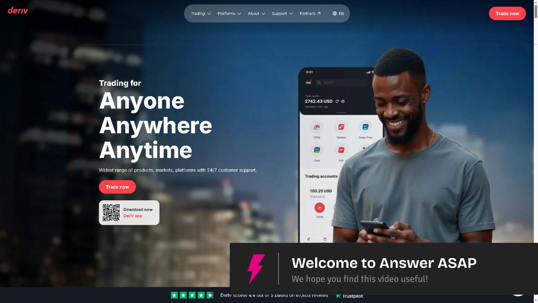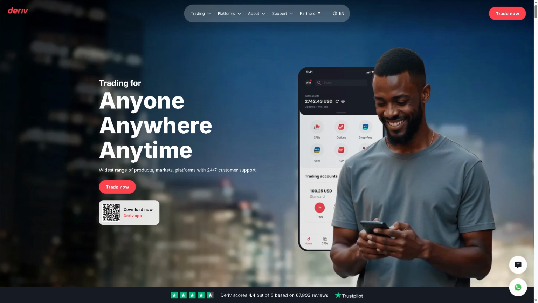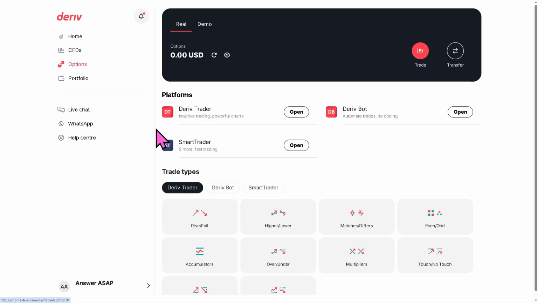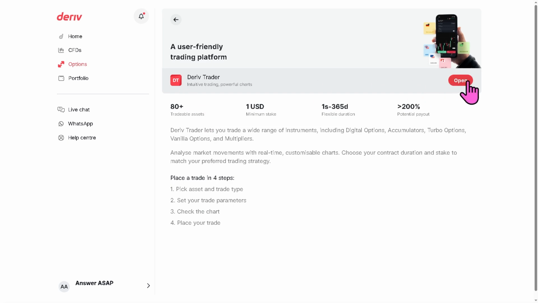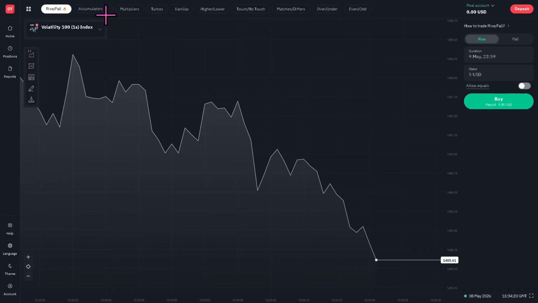In today's video, we are going to show you how to trade accumulators on Deriv. Let's begin. Now, the first thing that you need to do is log in using your credentials. Now, on the platforms, I want you to click the Deriv Trader because this is where we can access different trading products, including options, multipliers, and of course, accumulators right here.